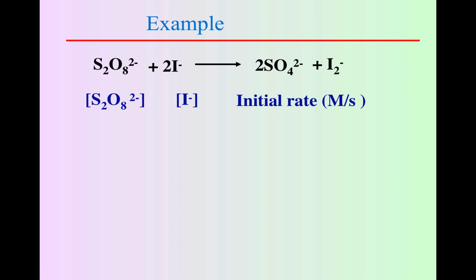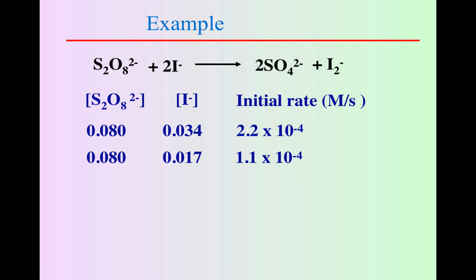Another reaction. So we have an anion reacting with iodide to form sulfate and I2 minus. So I have a first experiment, right? A concentration of both reactants. I do a second experiment, but I hold the concentration of the one reactant constant while halving the concentration of the iodide. Well, this halves the rate of reaction. So again, what this shows us is we have a first order relationship with respect to iodide. Halving the concentration halves the rate.